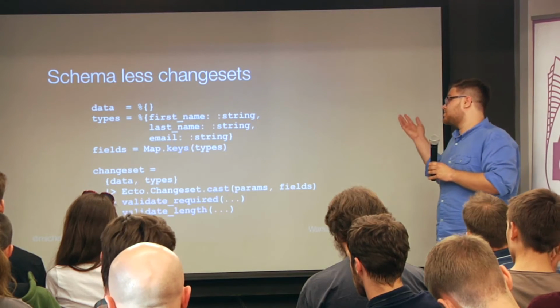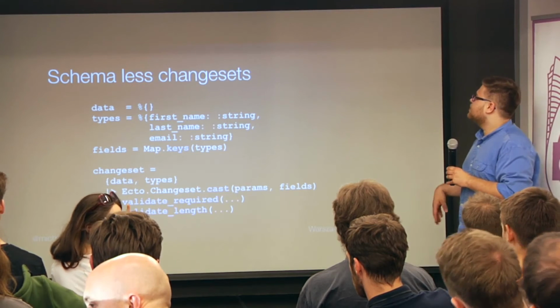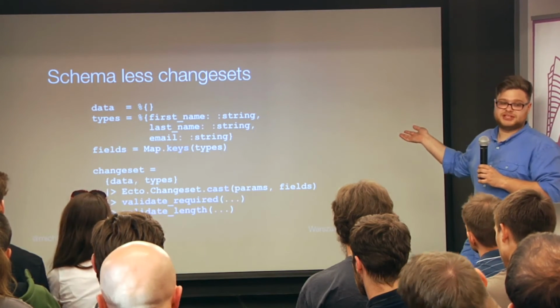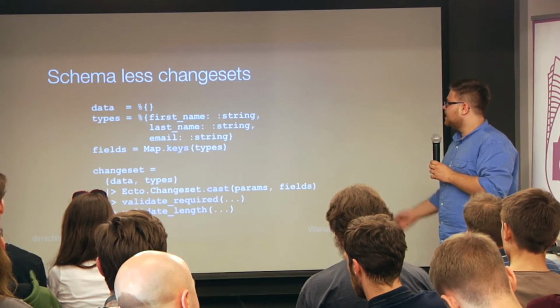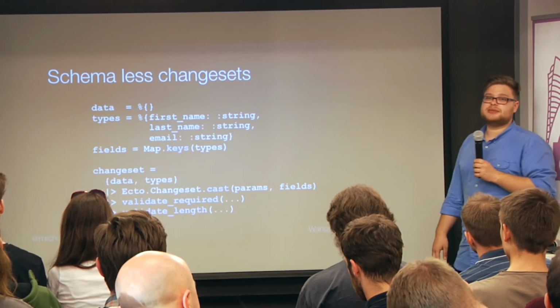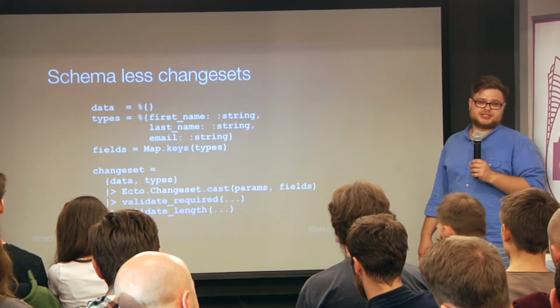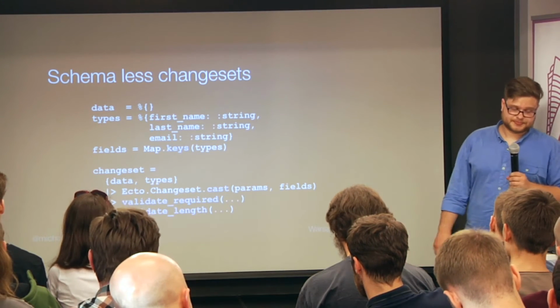And if you want to use changesets but don't want to use schemas, you are very welcome to. You just have to pass a map with types of the fields and your initial data, which can be an empty map. And instead of passing the schema to Ecto changeset cast, you can pass just the tuple of the data and the types and use that.